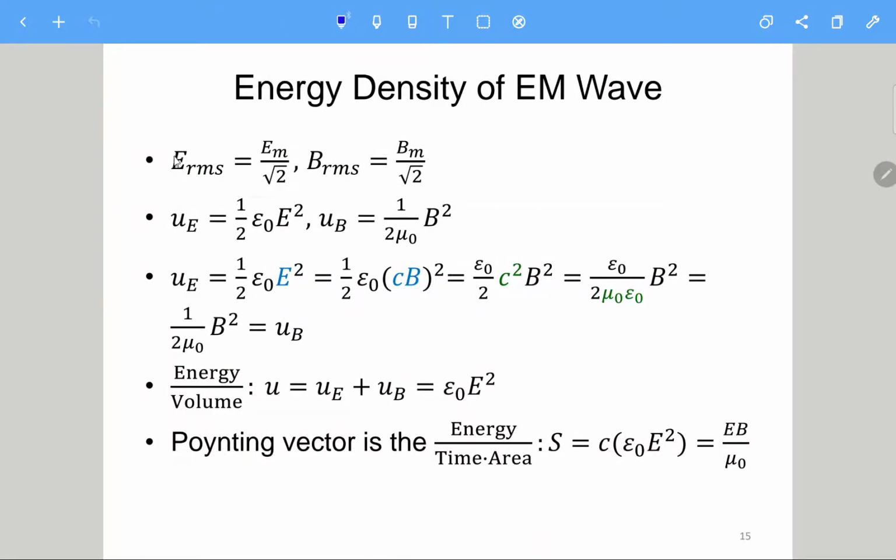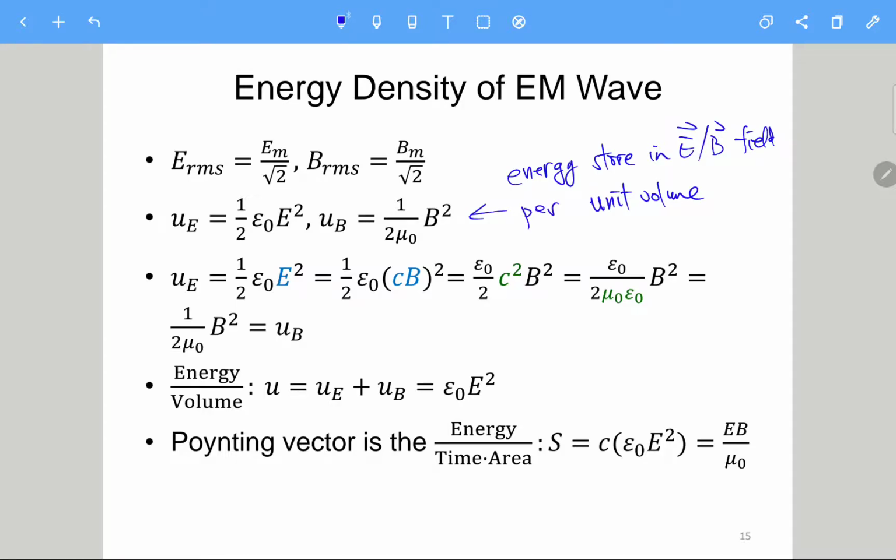Okay, so in the textbook it also shows that E_rms is Em over square root of 2, and B_rms is Bm over square root of 2. This is nothing special because it is sinusoidal. We are used to using the root mean square value to specify the energy. So, if you still remember, for the E field, this is the energy stored in the E field or B field within unit volume. Yeah, this is the energy per unit volume.